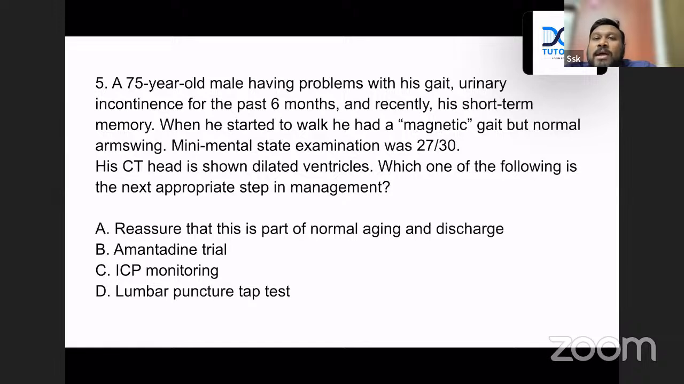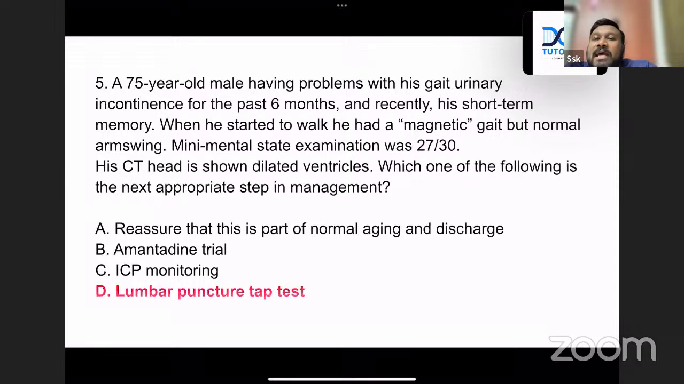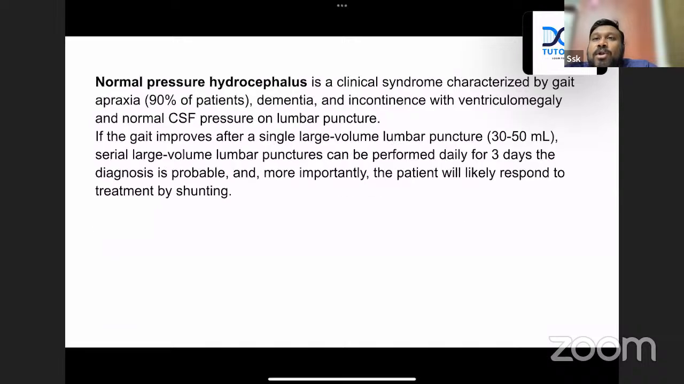Then you go on to do a lumboperitoneal shunt or a ventriculoperitoneal shunt if the ventricles are enlarged. So the next step will always be a lumbar puncture test. Like I told you, it's a classical triad of gait ataxia, gait apraxia, dementia, and incontinence. And performing a large volume lumbar puncture, draining 30 to 50 ml for 3 days, is going to be diagnostic.